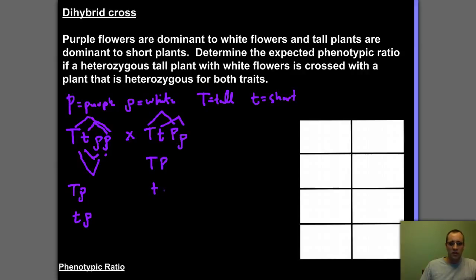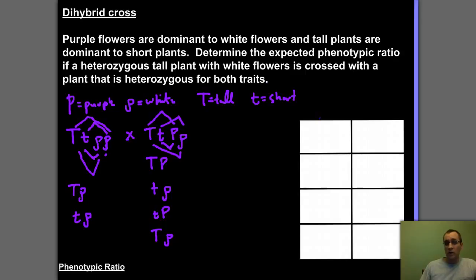Little t with little p, we said. And then we could do little t with big P, or we could do big T and little p. That's the other possible combination. Big T and little p, right? So we can see with one parent you get two possible gametes that could be produced, different genetically, and with the other you could get four possibilities.